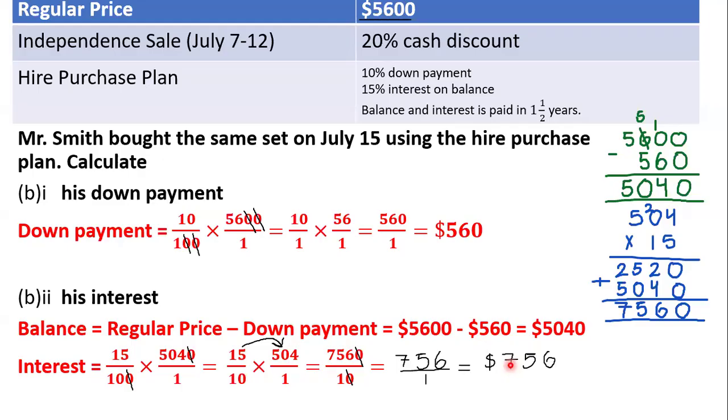I think I understand it a little bit more. Yeah, a little better. So he's paying three things: the down payment, the balance, and the interest. Yeah, that's literally the hire purchase plan: the down payment, the interest, and the balance. All right, that makes sense? At least a little. Yes, sir.